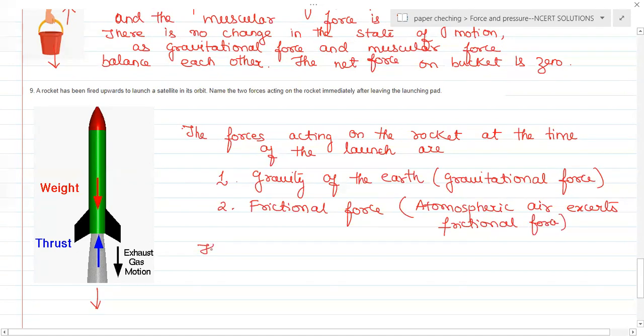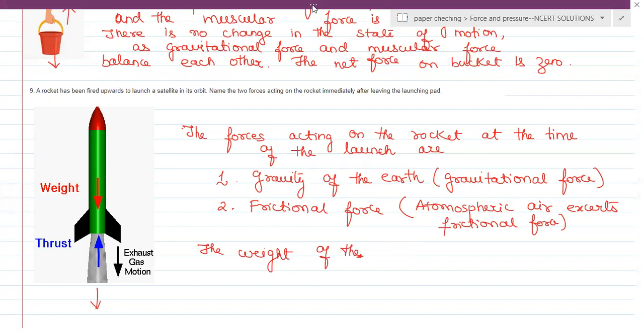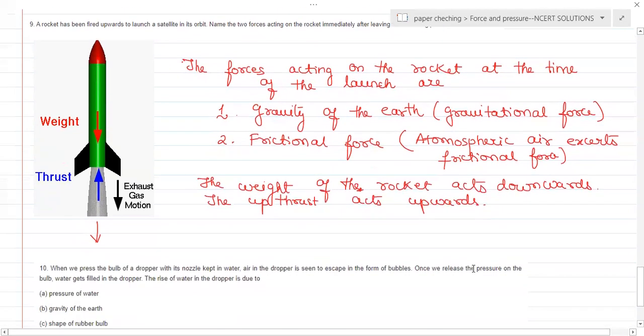We also have the weight of the rocket. The weight of the rocket acts downwards, right? And the thrust, that is an upward thrust. The weight of the rocket acts downwards, the up thrust acts upwards. Okay, so these are some forces that are acting on the rocket.